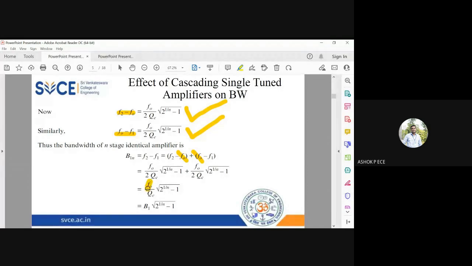And f0 by Q is bandwidth. So f0 by Q is the bandwidth of a single stage. And what we find is the overall bandwidth of the amplifier. So B1N, 1N means single tuned N stages, equals B1 into root of 2 power 1 by N minus 1. So very, very important expression. We see that the bandwidth of the cascaded amplifier is the individual bandwidth multiplied by this factor, root of 2 power 1 by N minus 1. And see here, N is the number of stages. That is the dominant factor here. So N will decide how much the bandwidth will decrease.